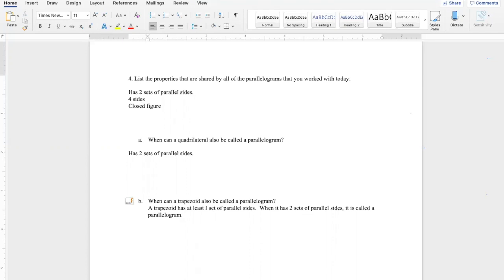In order for it to be a trapezoid, it has to still have all those things: straight sides, closed figure, 4 sides, but it has to have at least one set of parallel sides. And then if we narrow it down even farther to that parallelogram, then it has to have straight sides, closed figure, it has to have 4 sides, and it has to have 2 sets of parallel sides in order for it to become a parallelogram.